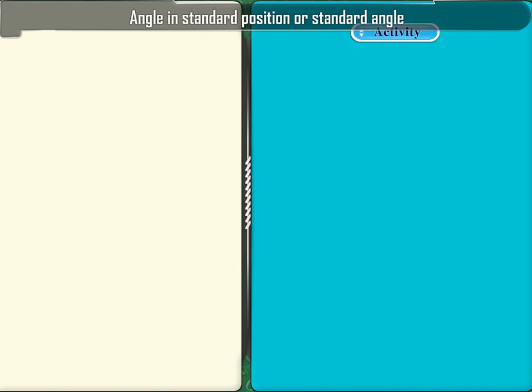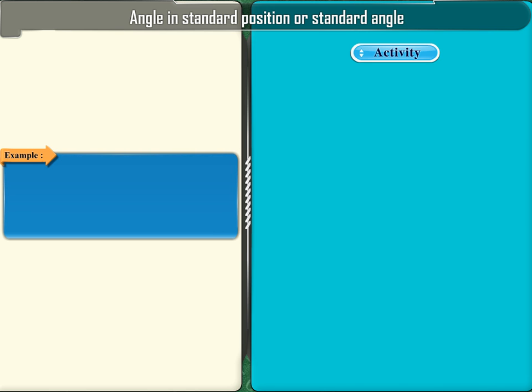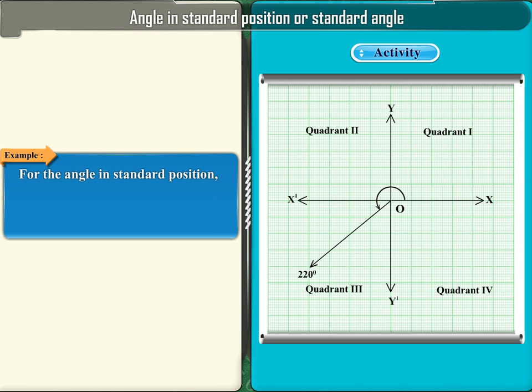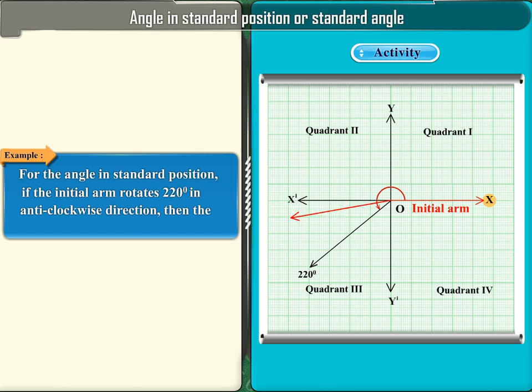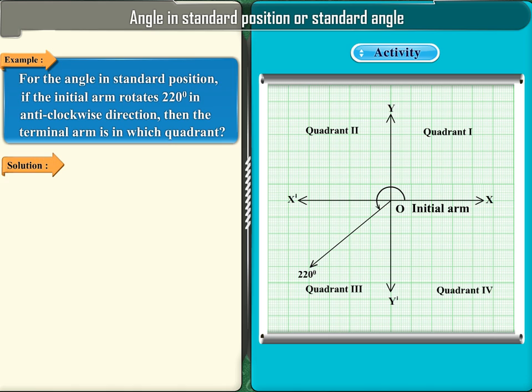Let us do an activity here. One example is given, and we have to find the answer for the question put in it. Example: for the angle in standard position, if the initial arm rotates 220 degrees in anti-clockwise direction, then the terminal arm is in which quadrant? Here is the solution.